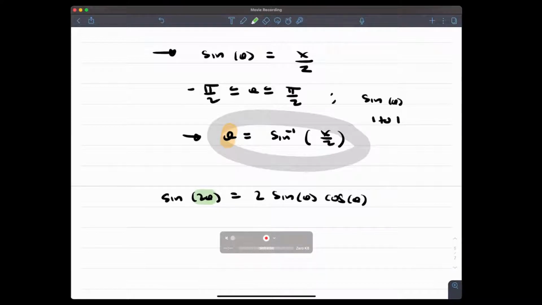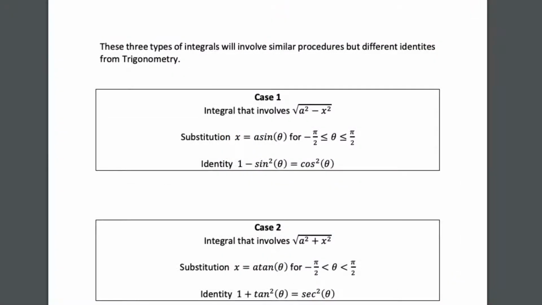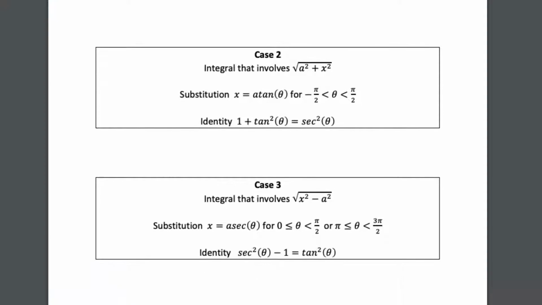And then you go, okay, what's the second case? So case 2, what do you guys see in case 2 now? Let's see if we can get that in what we're looking at here. Case 2 is a triangle that involves what? Square root of a squared plus x squared.